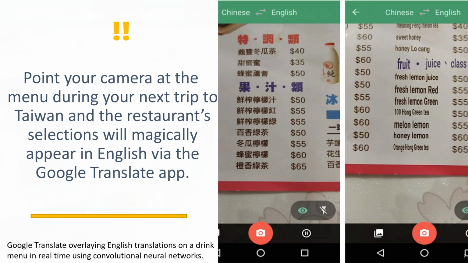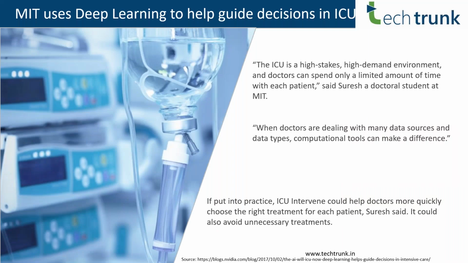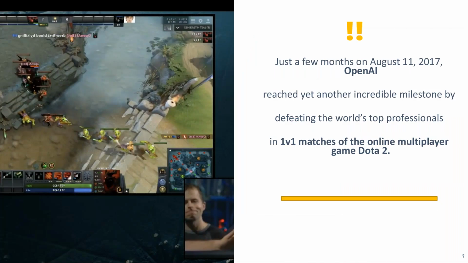Another is MIT, which has been building capabilities so they can use deep learning to help surgeons make better decisions at the time of surgery. This is one of the capabilities of machine learning, right? Just a year back, OpenAI defeated the world Dota 2 champions in online gaming. That shows that you can build computers as intelligent as humans, in some cases surpassing human intelligence as well.